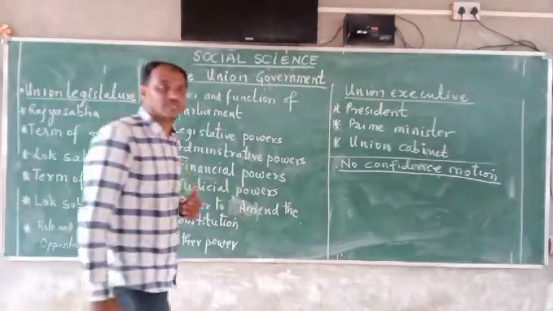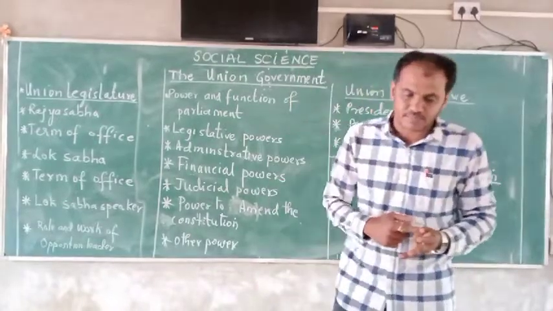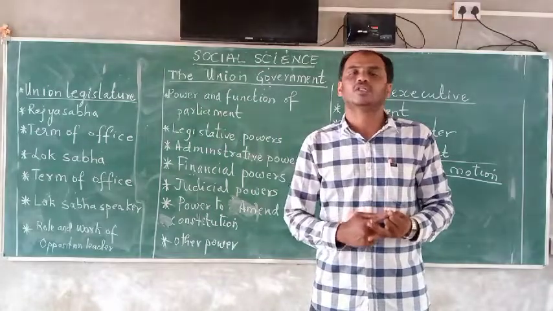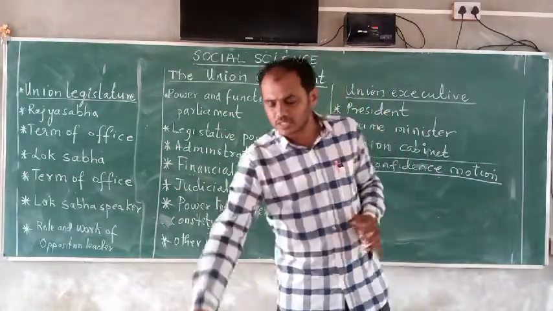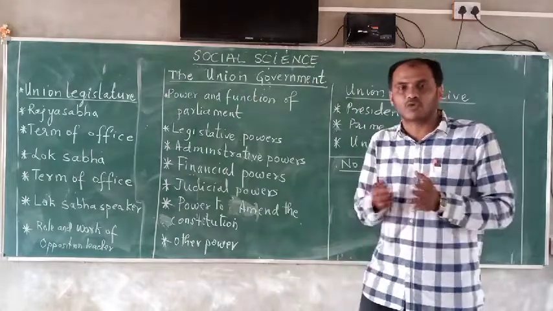The central government has been given more power because defense of the country and emergencies all depend on the central government. So in the federal system, the central government has more power, and the power is shared between the two.